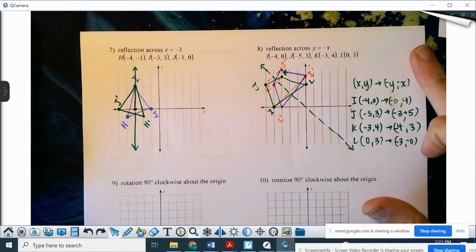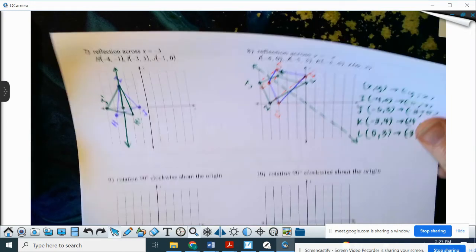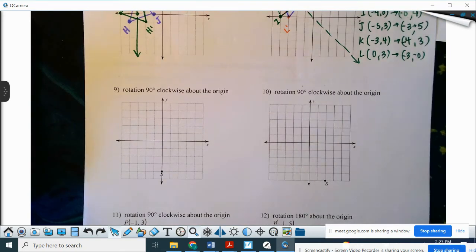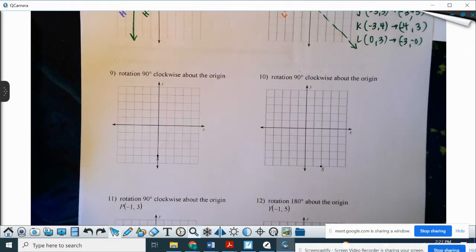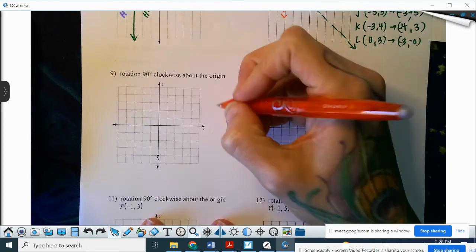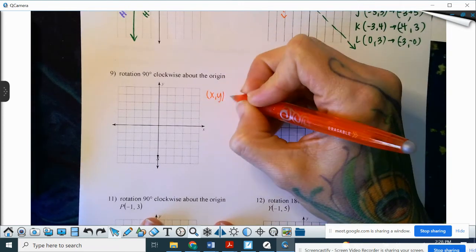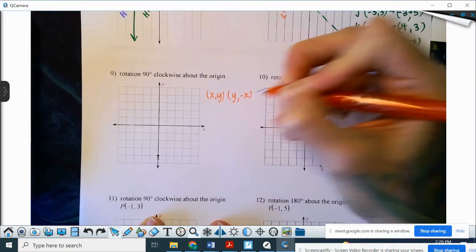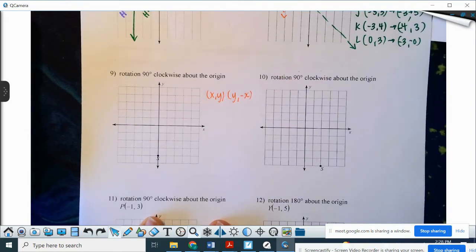Now, rotations, in my opinion, I would 100% memorize the rules. And clockwise and counterclockwise matters. So 90 degrees clockwise, so that's going to the right, means our x and our y is going to become y, negative x. So 90 degrees clockwise, they flip and x changes its position.